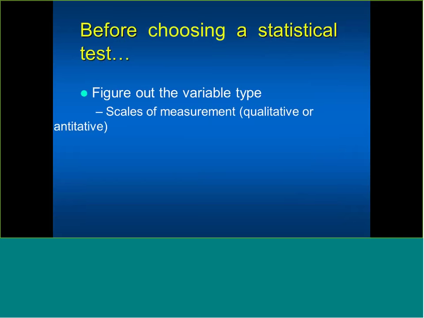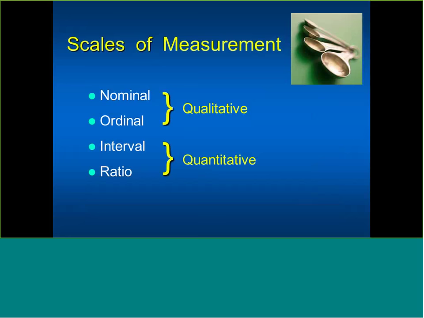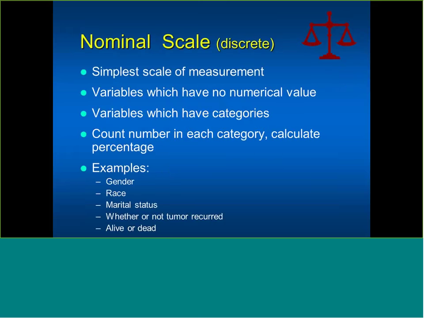So before you choose a statistical test, you have to figure out the type of variable that you have. So what scale is it measured on? Is it qualitative or is it quantitative? And you have to figure out your goal. Are you comparing groups? So you're trying to see which group lowers their systolic blood pressure more than the other. Are you trying to measure a relationship or an association between variables? Those are different types of goals. There are 4 different scales of measurement: nominal, ordinal, interval, and ratio. Nominal and ordinal are lumped together as qualitative data, and interval and ratio are lumped together as quantitative data.